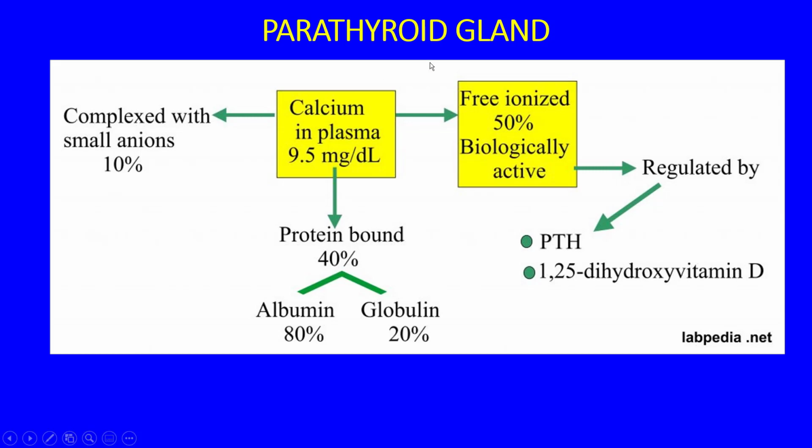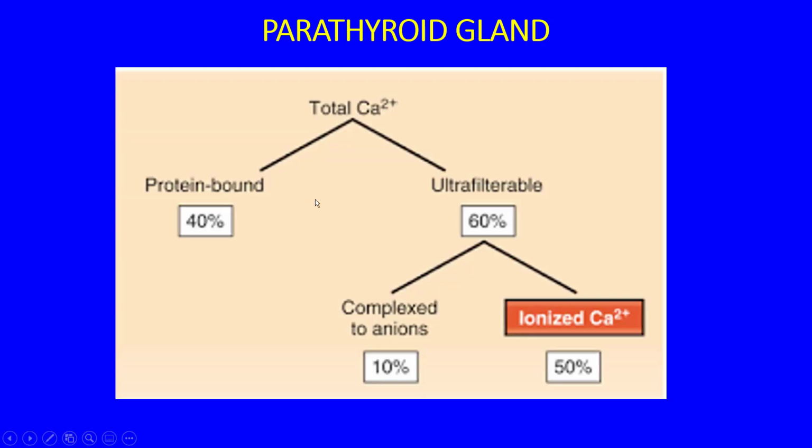And you can see this here. Here's our calcium in plasma, 9.5 milligrams per deciliter. 40% is bound to protein. 80% of that 40% is albumin, 20% is globulin. Now, the free ionized, biologically active amount is 50%, and that's regulated by both PTH and vitamin D. This is the actual formula for active vitamin D. Now, here's another chart to help you review this.